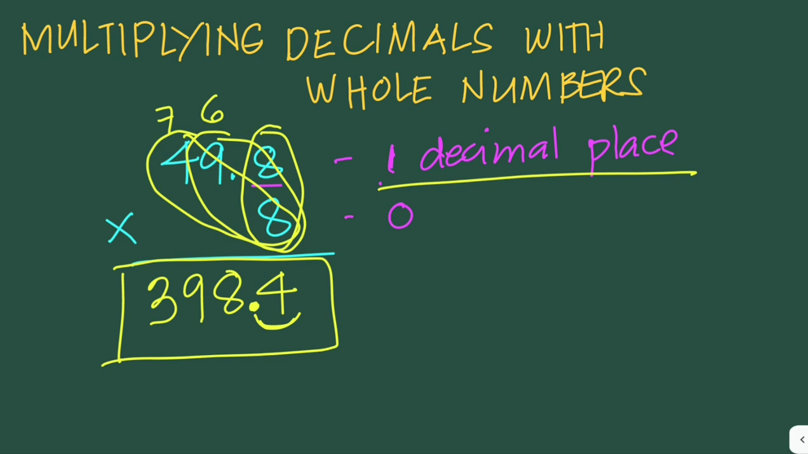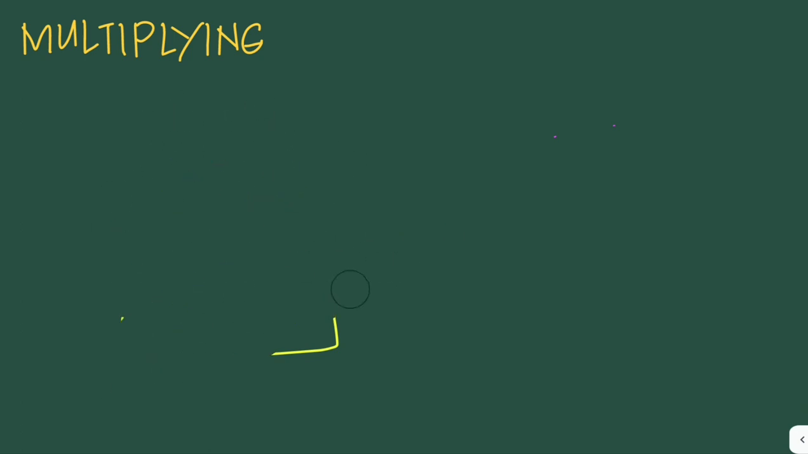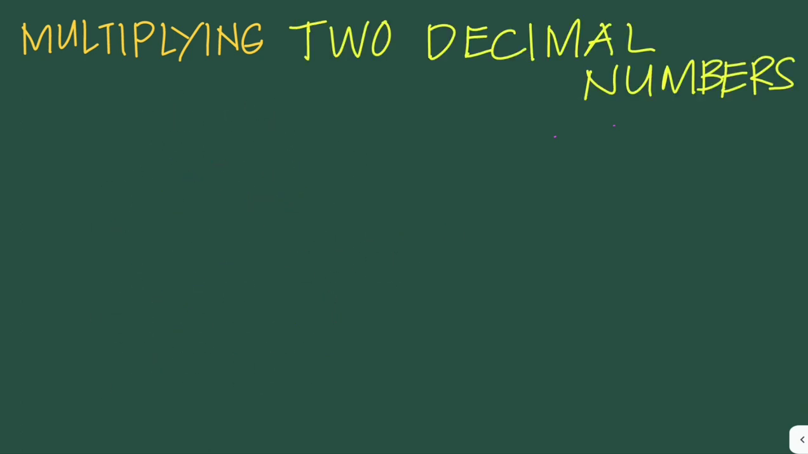Now, how about if we multiply two decimal numbers? Multiplying decimals has the same process or procedure as that of multiplication of whole numbers, except for the placement of the decimal point in the product. It's basically the same as whole numbers, but the only difference is that we take the sum of the total number of decimal places in both the given numbers, and that needs to be equal to the number of decimal places in the product.